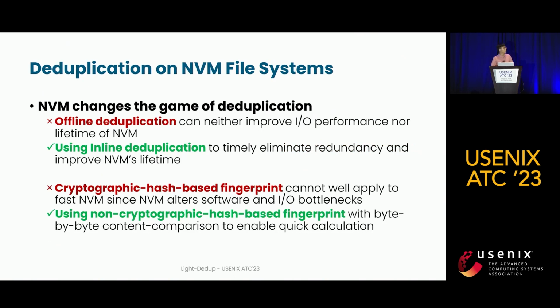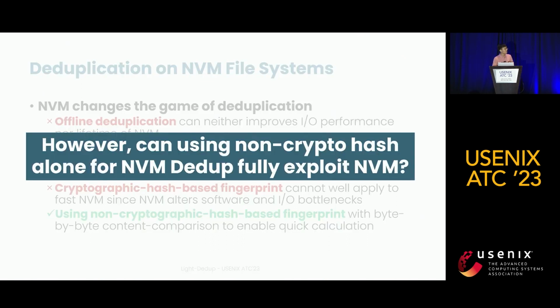The emergence of fast NVM changes the game of traditional deduplication. For example, existing works often use inline deduplication to timely eliminate redundancy and improve NVM's lifetime. And they intend to use non-crypto hash-based fingerprints with byte-by-byte content comparison to enable lightweight calculation, since fast NVM has altered the software and I/O bottlenecks. However, can we just use the non-crypto hash alone for NVM deduplication to fully exploit the benefits of NVM?